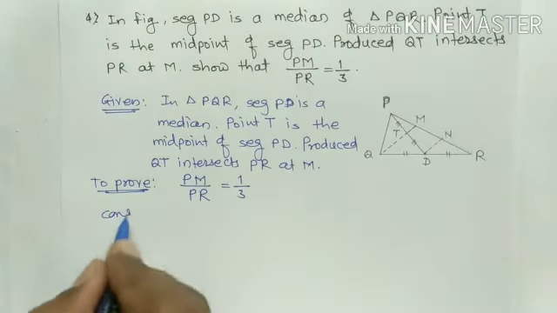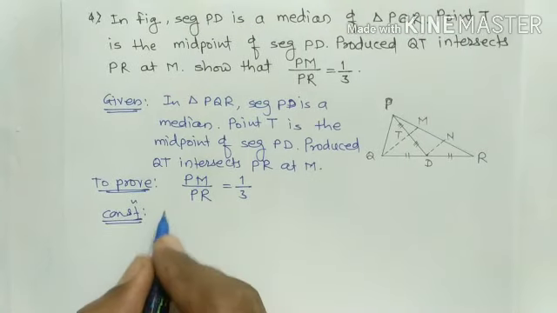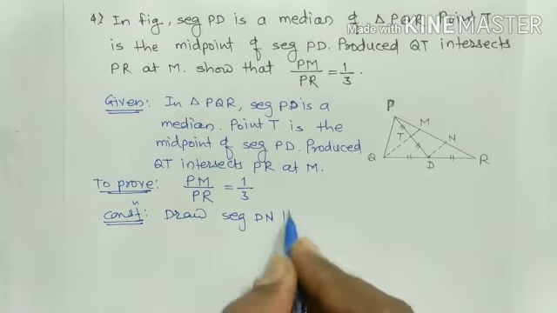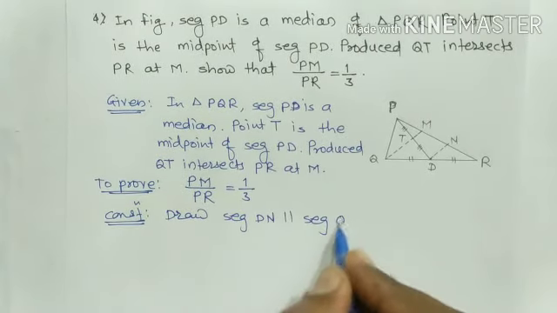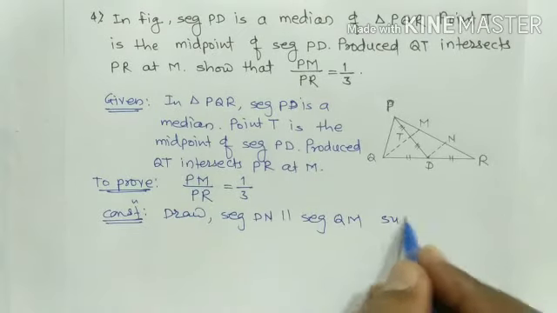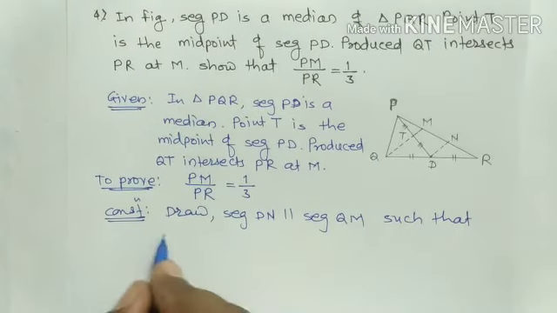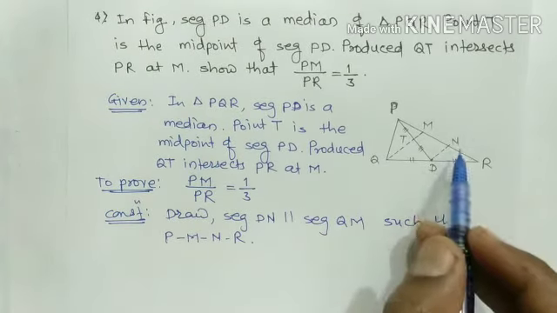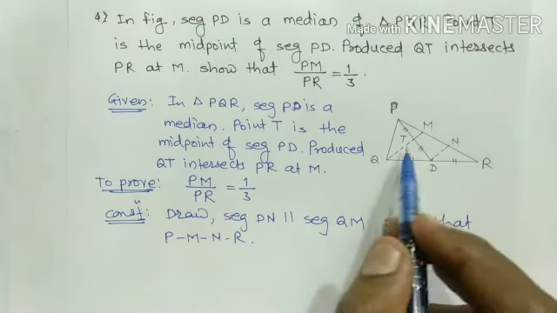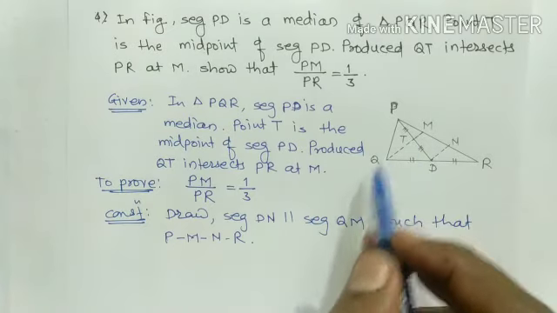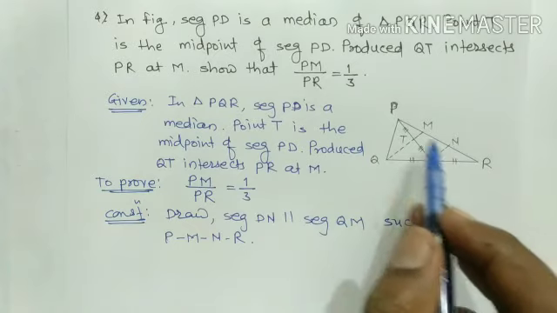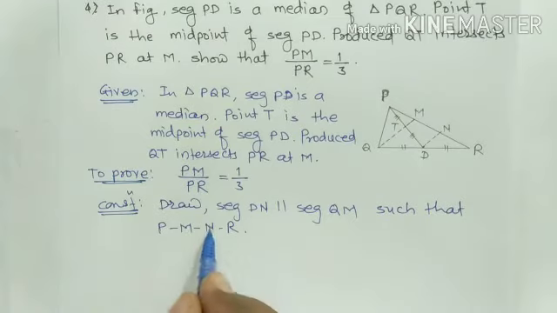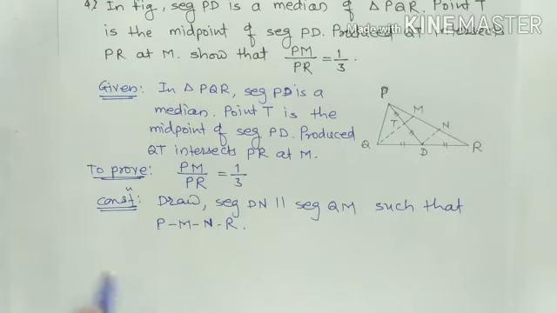Now we write the construction also. Draw segment DN parallel to segment QM such that P-M-N-R, because this point N is also on the segment PR, and the point M is given. Only the place of point N is on segment PR; to show this we have written this betweenness relation.